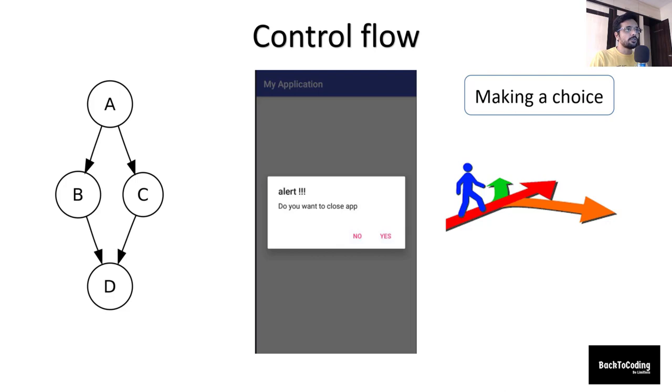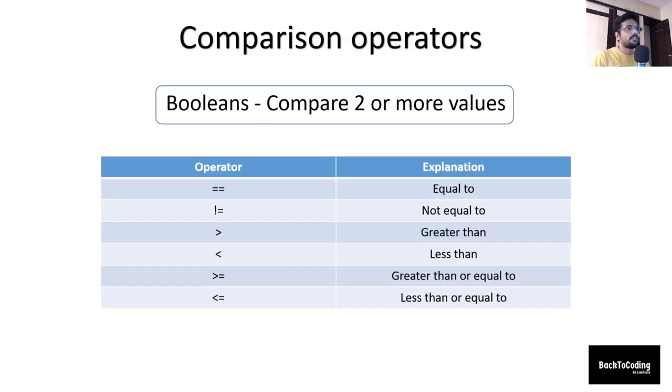To understand control flow, you need to have an understanding of comparison operators. Comparison operators, as the name suggests, let you compare values. And to understand comparison operators, you need to know Boolean operators and Boolean logic. Booleans are commonly used to compare two or more values, like for example, whether two or more values are equal or not equal and so on. Here's a list of operators and their explanations. Let's see them practically.